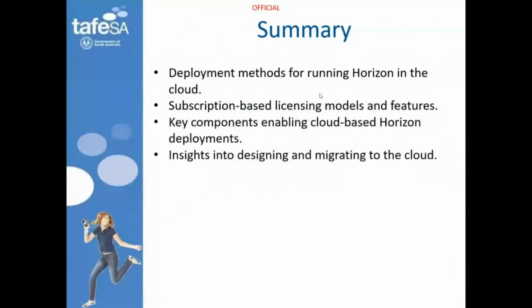So today we've talked about deployment methods of running Horizon in the cloud. We talked about the different licensing, specifically the subscription-based license models and features. And we talked about some of the key components of cloud-based Horizon deployment and some insights or design considerations for migrating to the cloud. So like I said, what are the key takeaways? Key takeaways is that for your assignment 2, I think there's a future improvement area. So I would suspect that you would want to include the public cloud as part of that future improvements, okay?